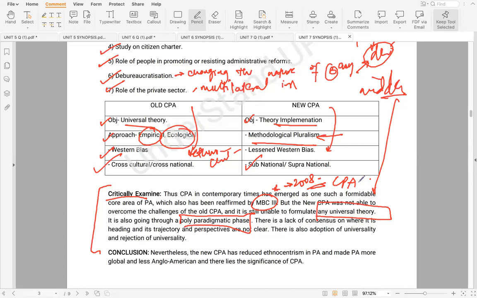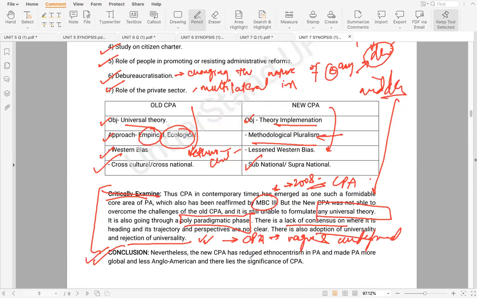So there's another problem in terms of polyparadigmatism of the CPA. There is lack of consensus on where it is heading, and the trajectory and perspectives are not clear. There is also adoption of universality as well as simultaneous rejection of universality, which is making the subject of CPA very, very vague and undefined. So this is how you can critically examine it.